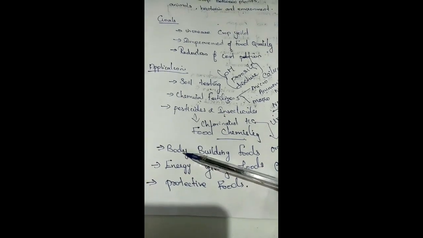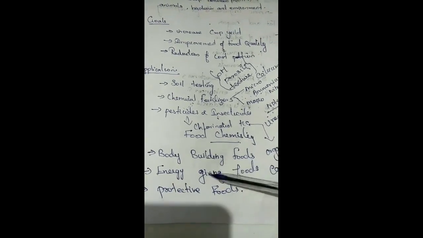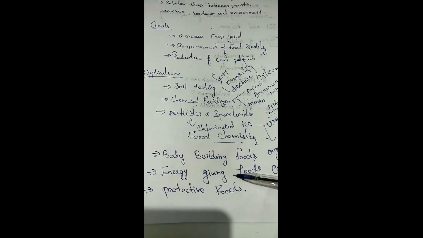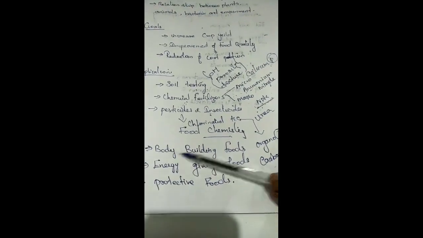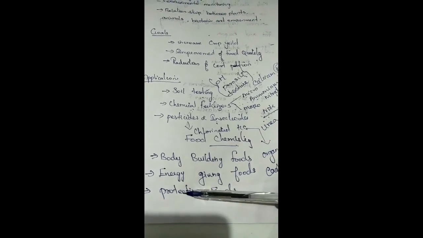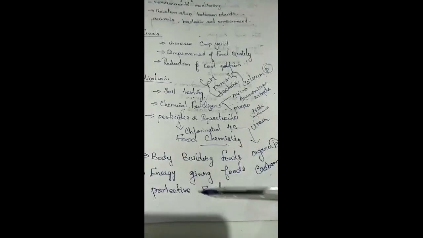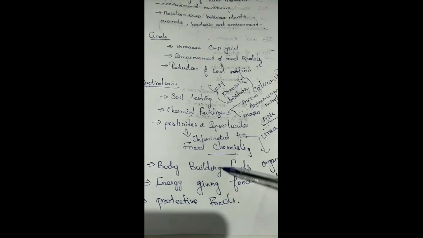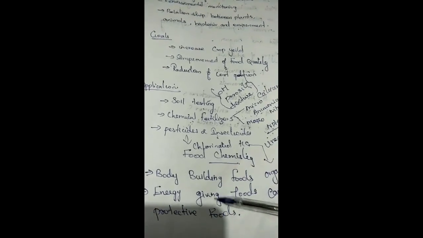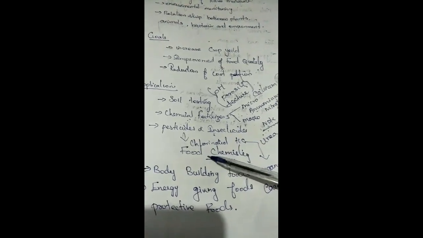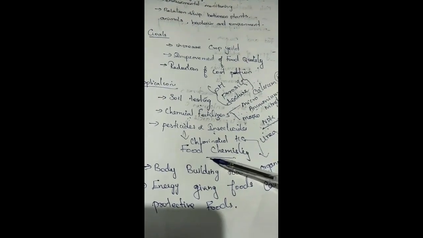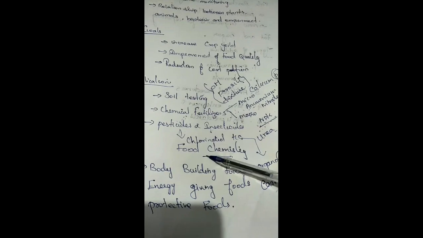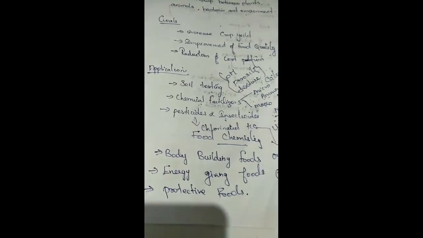Whatever foods we eat should contain these three kinds of foods. What are they? One should build the body. Next, it has to give energy to the body. Next, it has to protect the body, isn't it? So they are bodybuilders, energy producers and protective foods. These three have to be present in our daily food. So food chemistry deals with food and the production of good quality food. Whatever foods we are having should contain mainly these three kinds: bodybuilders, energy producers and protective foods.